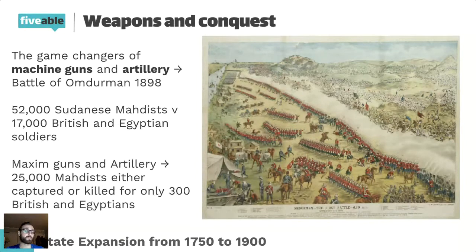The British brought along a number of Maxim guns, as well as accurate and contemporary artillery. And by the end of the day, you had almost half of the force of Mahdists either captured or killed, and only 300 British and Egyptian soldiers wounded or killed.